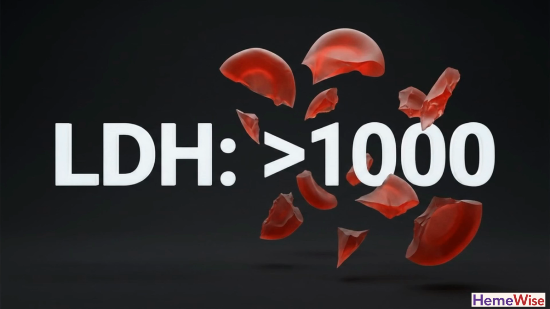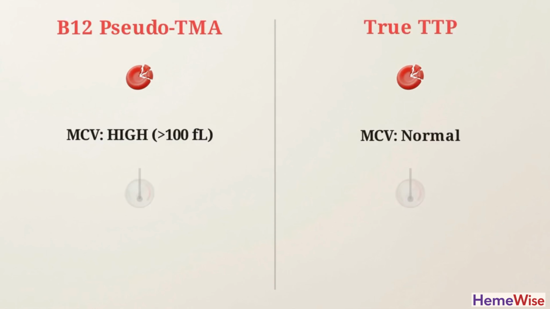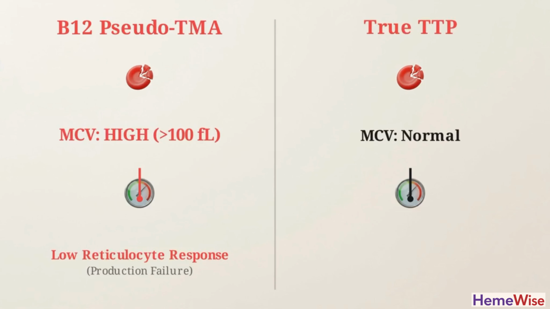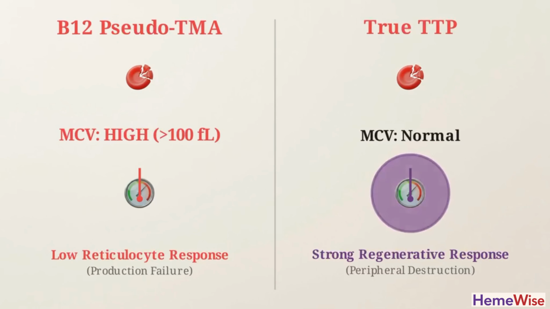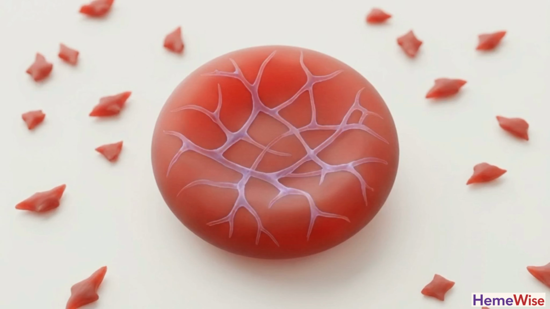You differentiate B12 pseudo-TTP by checking the reticulocyte response and the cell size. The B12 patient will have a low reticulocyte response and a high MCV, whereas true TTP drives a strong regenerative response. Confusing B12 pseudo-TMA with true TTP leads to disastrous clinical mismanagement. It proves exactly why the reticulocyte context is paramount over isolated findings like schistocytes on a smear.